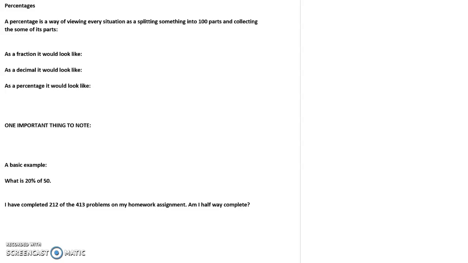So a quick definition: a percentage is a way of viewing every situation as splitting something into 100 equal parts and collecting the sum of its parts. If we take a look at what a percentage would look like as a fraction, if we have some sort of percentage, it would be n over 100. So if it was something like 5%, it would be 5 over 100.